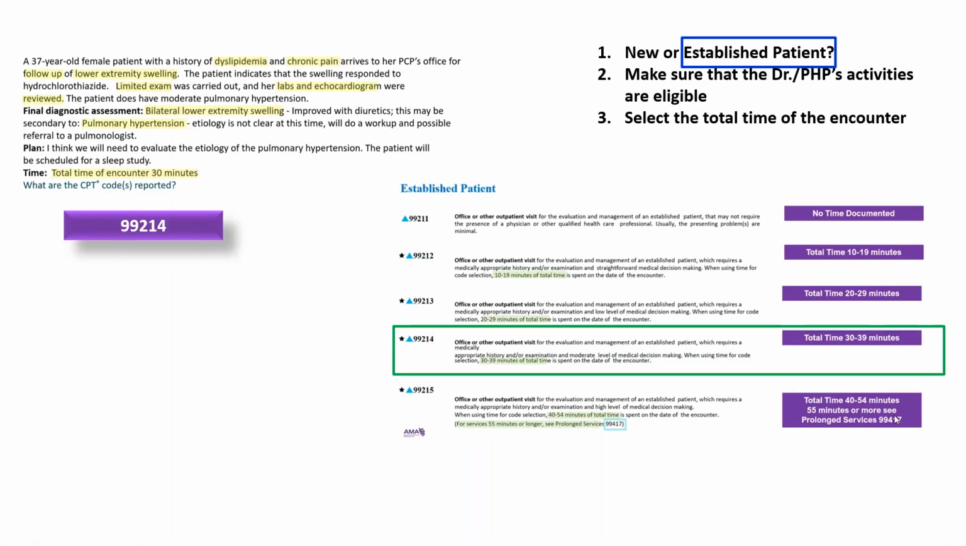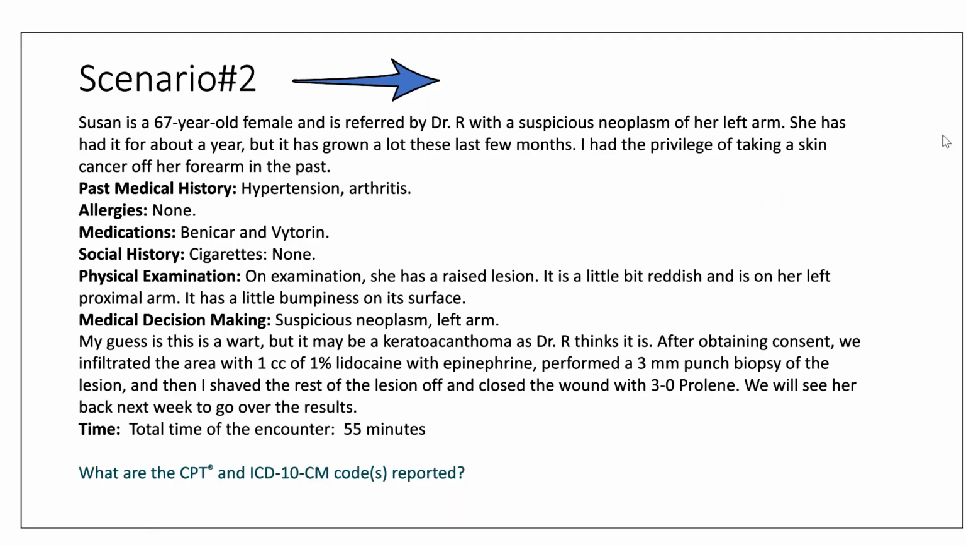Our evaluation and management level of service is 99214. That's our moderate level of service. All right, how do you feel? Good, good, good. All right, outstanding. So now I'm going to hand it over to Ms. Takima, and she's going to continue the discussion on selecting the level of service using total time.